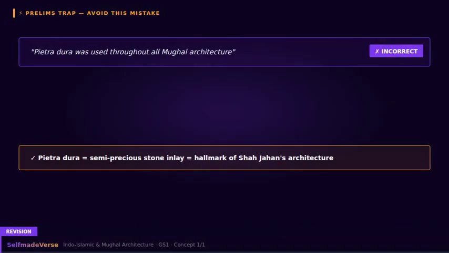Wrong. Pietra Dura equals semi-precious stone inlay equals hallmark of Shah Jahan's architecture specifically. Earlier and later Mughal emperors used different decorative techniques.